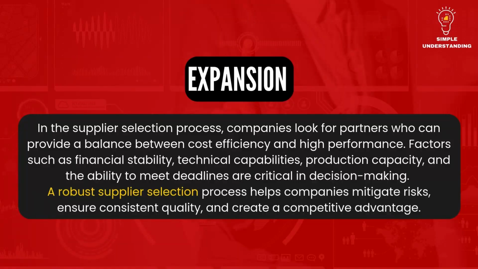Expansion. In the supplier selection process, companies look for partners who can provide a balance between cost efficiency and high performance. Factors such as financial stability, technical capabilities, production capacity, and the ability to meet deadlines are critical in decision-making. A robust supplier selection process helps companies mitigate risks, ensure consistent quality, and create a competitive advantage.